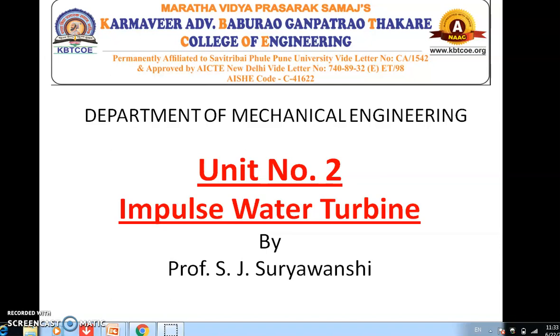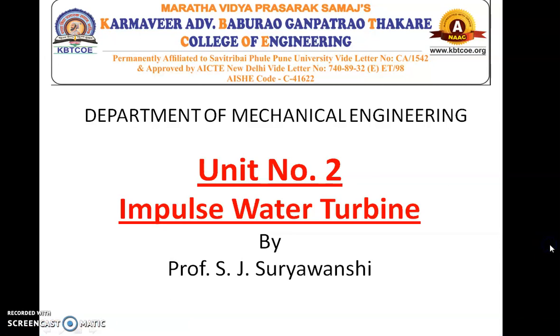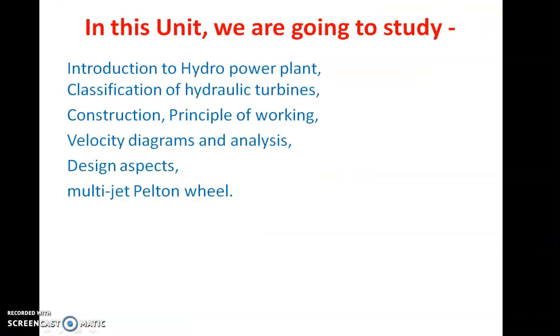Now, in impulse water turbine, what we are going to see? In this unit, we are going to see the introduction to a hydropower plant. Basically, we are dealing with the hydraulic turbines. So we should see the layout of hydropower plant, then classification of hydraulic turbines, which are the different types of hydraulic turbines, construction, principle of working of hydraulic turbines, velocity diagrams and their analysis, as we have seen the velocity diagrams in impact of jet also.